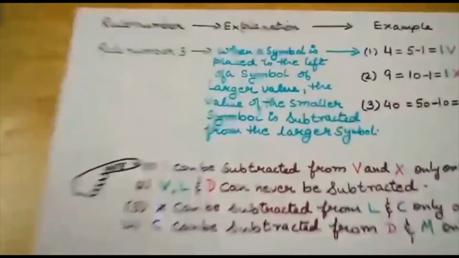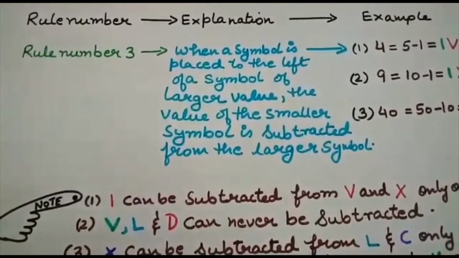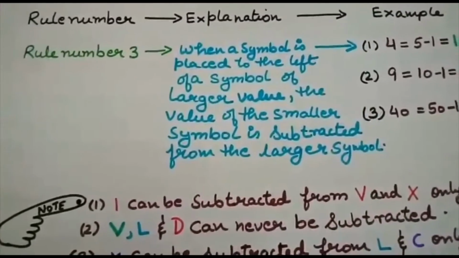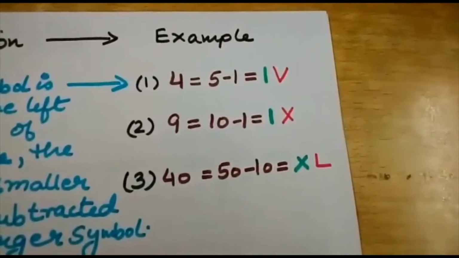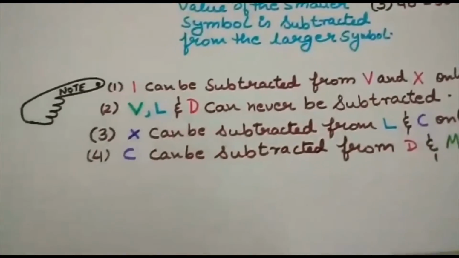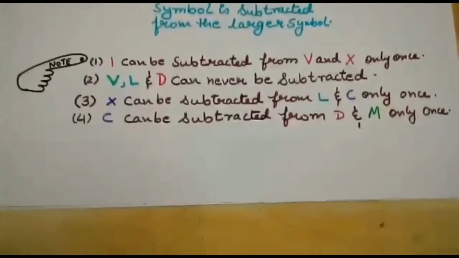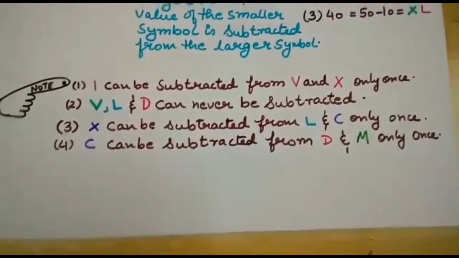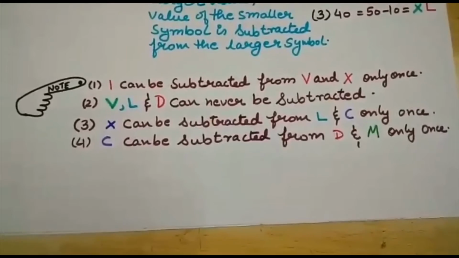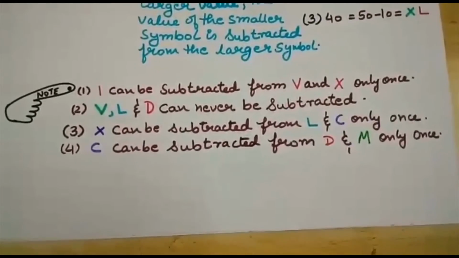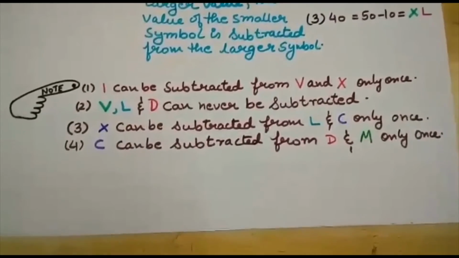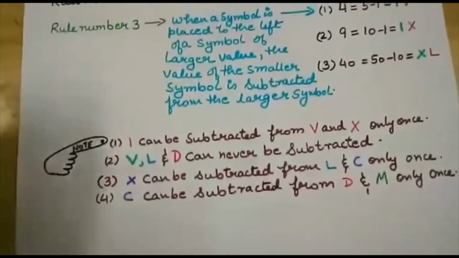Now another rule, rule number 3. When a symbol is placed to the left of a symbol of larger value, the value of the smaller symbol is subtracted from the larger symbol. If you can see, we just did the example. I hope it is clear to you. Now we need to keep some points in mind. Note number 1. I can be subtracted from V and X only how many times? Once. V, L and D can never be subtracted. X can be subtracted from L and C only once. C can be subtracted from D and M only once. Correct.